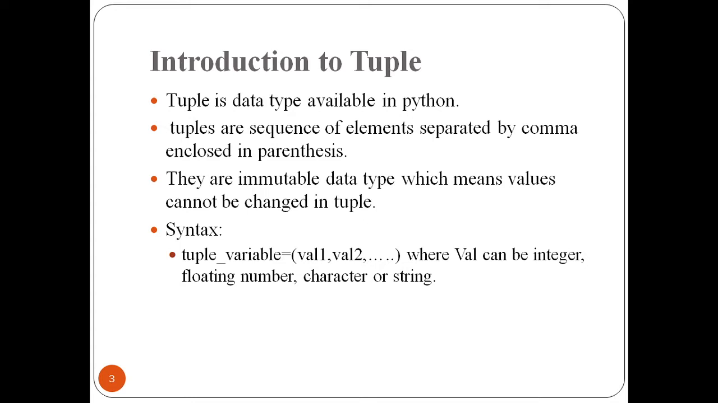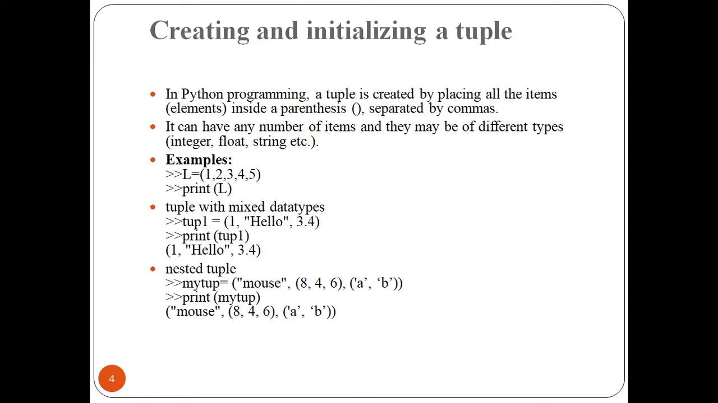And tuples are an immutable data type, which means values cannot be changed inside a tuple. Lists are a mutable data type, so in a list we can change and update the values, but in a tuple we can't change the values because they are immutable. This is how we can initialize a tuple: tuple variable is equal to value 1, 2, 3, and so on till n, enclosed in parentheses. So this is how we can create and initialize a tuple.